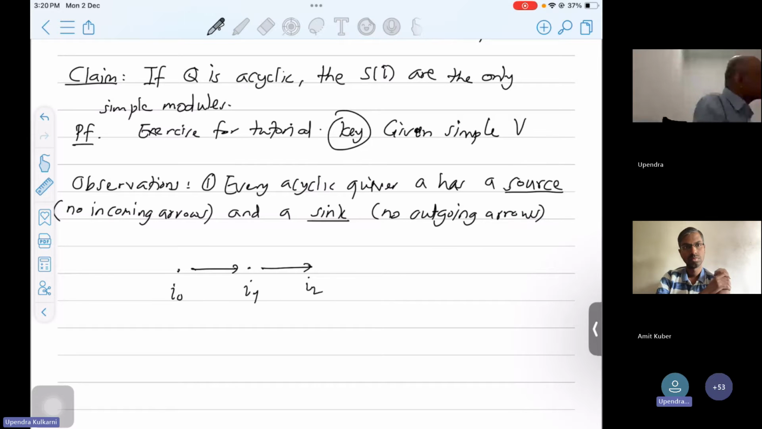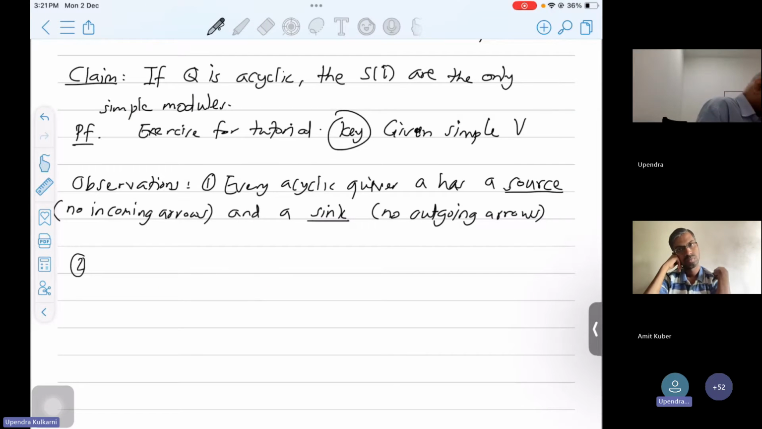That means that at some point I must just get stuck, because I can never visit a vertex that was already visited. That would create a directed cycle. And I have only finitely many vertices to visit. That means at some point I'm going to get stuck. I cannot go out of it. So that means that this vertex has to be a sink. And now you just run this argument in the opposite direction, and then you will get a source. That is, keep walking backwards. Anyway, so this is one thing.